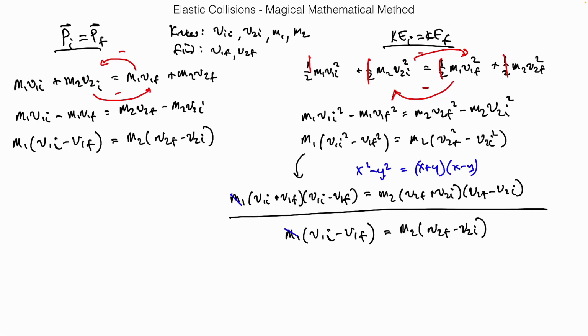That goes away, and that goes away, doesn't it? And what else? That one? It's like, don't be scared, it's okay. V1 initial plus V1 final is equal to V2 initial plus V2 final.